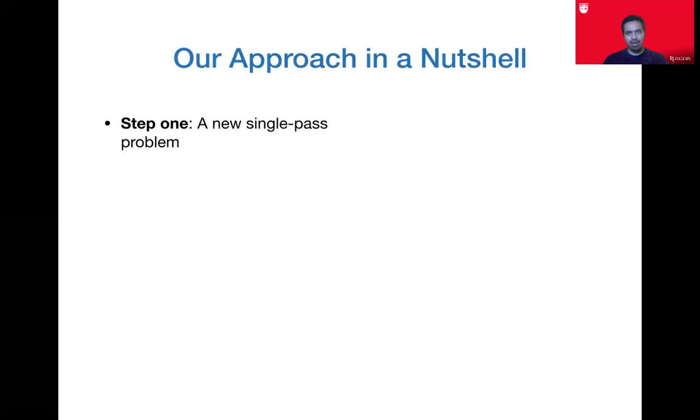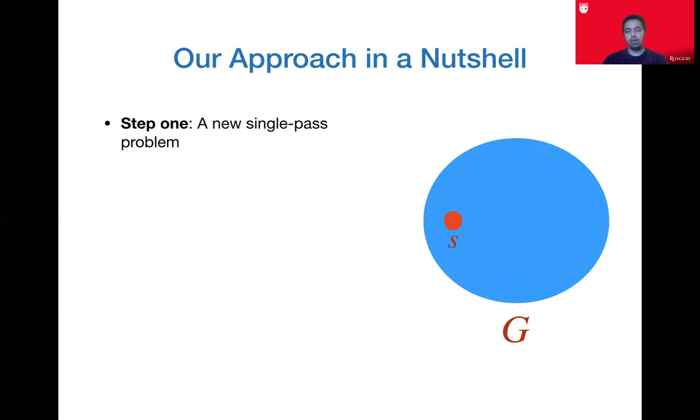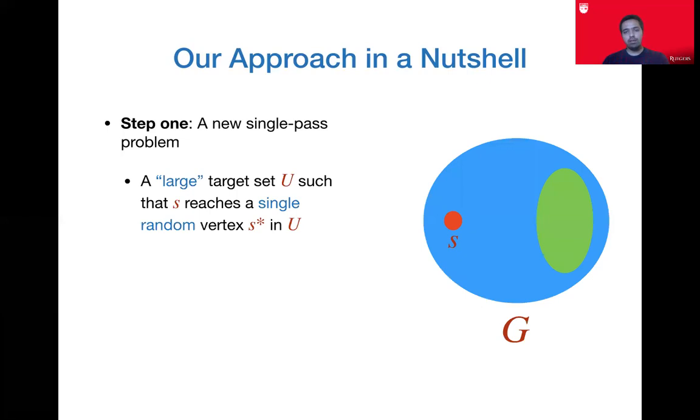Basically, we'll start with looking at some simple single pass problem, which is just the following. Let's say you have your graph G, you have a single vertex S. There's this set U with the promise that S can reach just one vertex chosen uniformly at random among U. So the only vertex in U that S reaches is S star, and S star is chosen uniformly at random from U. Good. And then the goal is to find this S star. And let's say that we prove such a problem is hard. It requires omega n squared space, for instance.